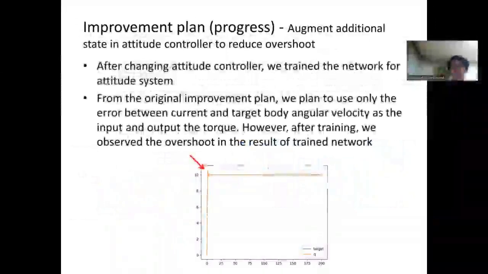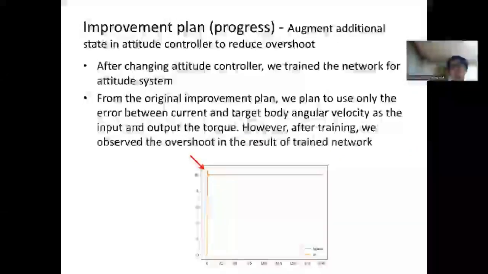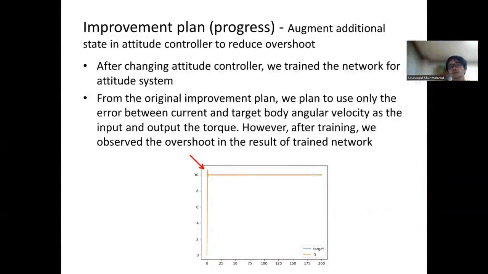Lastly, we augmented an additional state in the attitude controller to reduce the overshoot. After we changed the attitude controller from using Euler angles to using body angular velocity, we trained that network for the attitude system. From the original improvement plan, we planned to use only the error between the current and the target body angular velocity as the input, and the network will output the torque. However, after we trained the network, we observed that there is overshoot in the results of the trained network, as can be seen from the figure below.